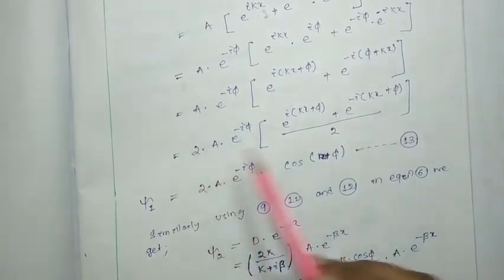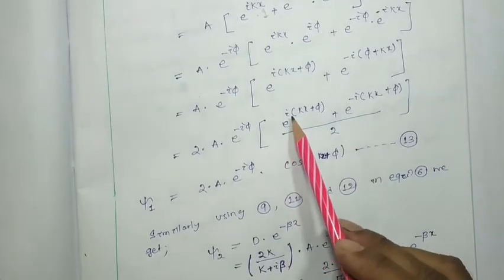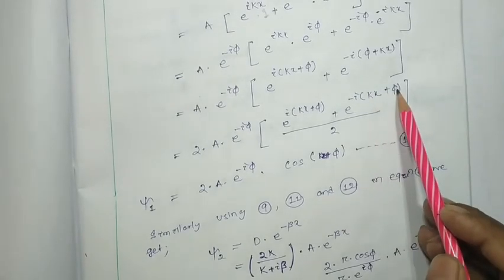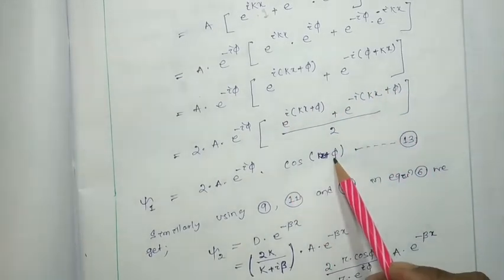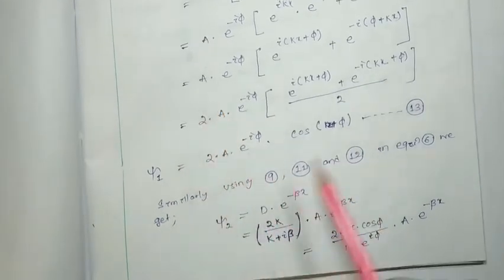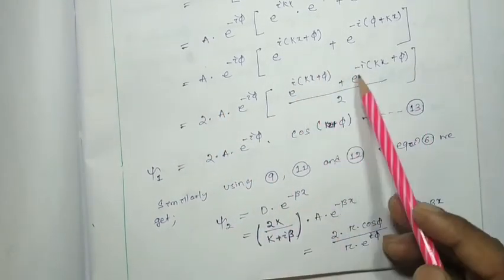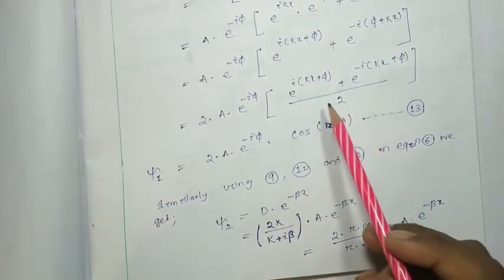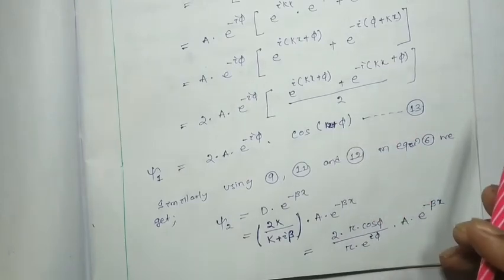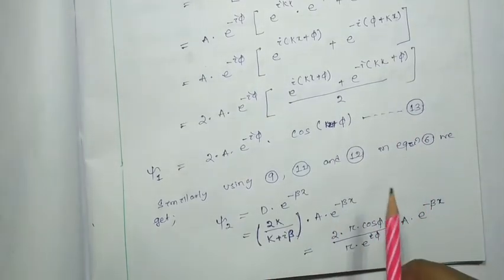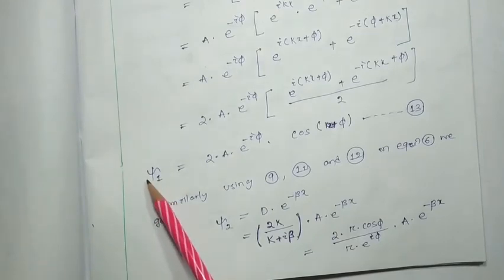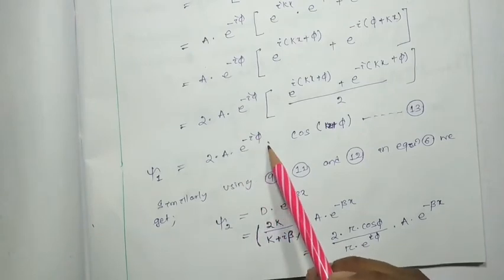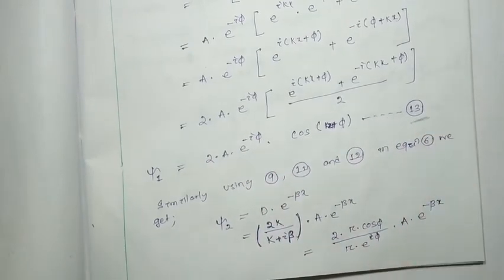So here multiply 2 and divide 2. So here e to the power i(kx plus phi) plus e to the power minus i(kx plus phi), this is nothing but 2 cos(kx plus phi). Okay, because this numerator is nothing but 2 cos(kx plus phi), and 2 is already here, so it can be written as cos(kx plus phi). So here psi 1, at last what we got, is 2 into a into e to the power minus i phi into cos(kx plus phi). Let this be equation number 13.